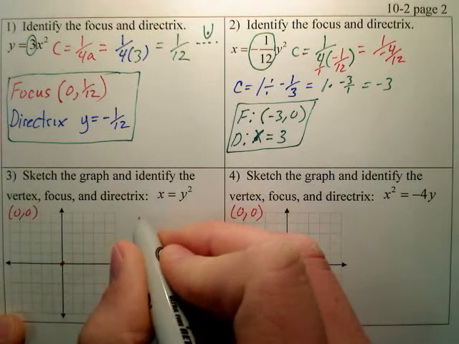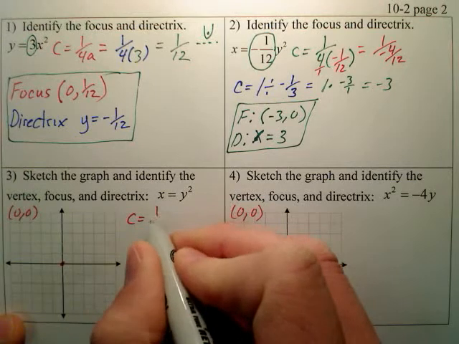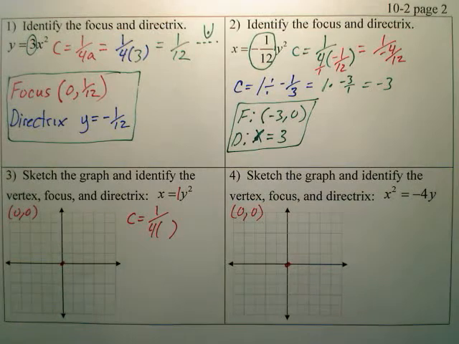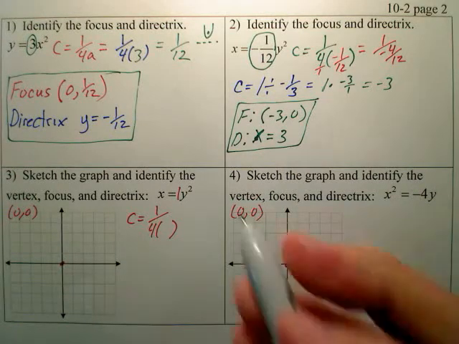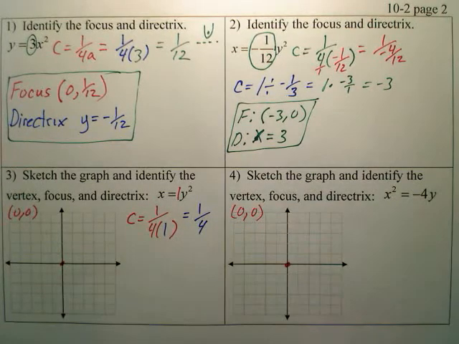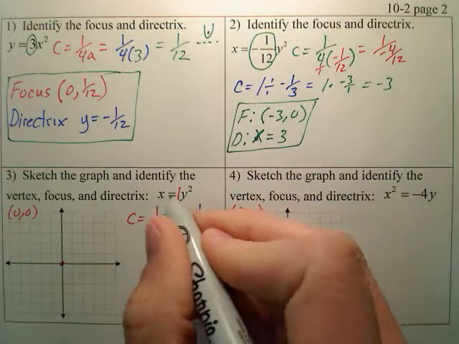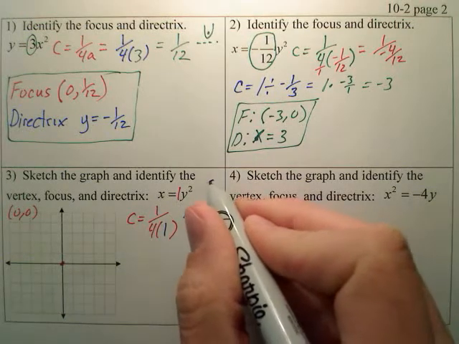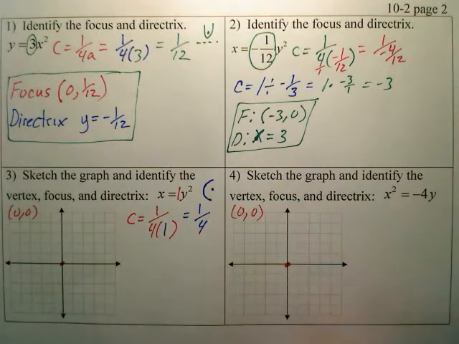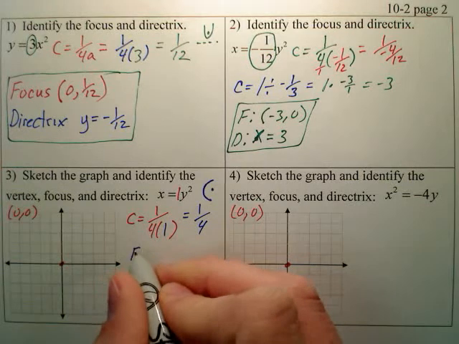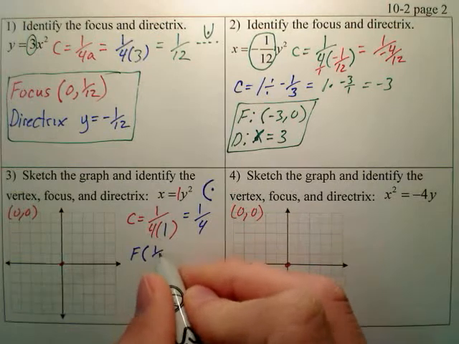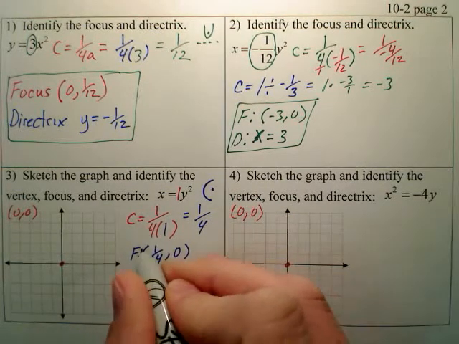So the focus is going to be c equals 1 over 4a. Now, a is 1. That's something you want to realize: if there's no number in front, it's 1. So put a 1 in right here, so c is 1 over 4. Now, since this is x equals and this is positive, it's going to be going on the x-axis to the positive side. Your focus will be 1/4 over. So the coordinate for my focus is 1/4 to the right, so it's (1/4, 0). That will be my focus.